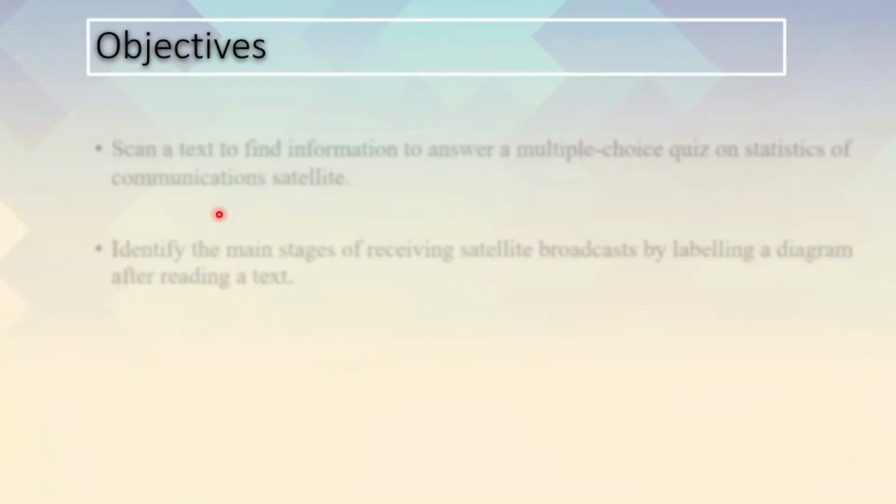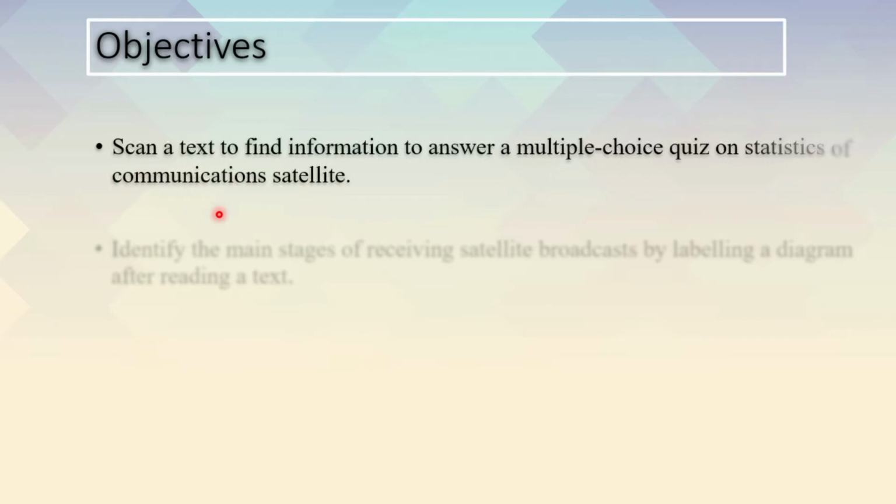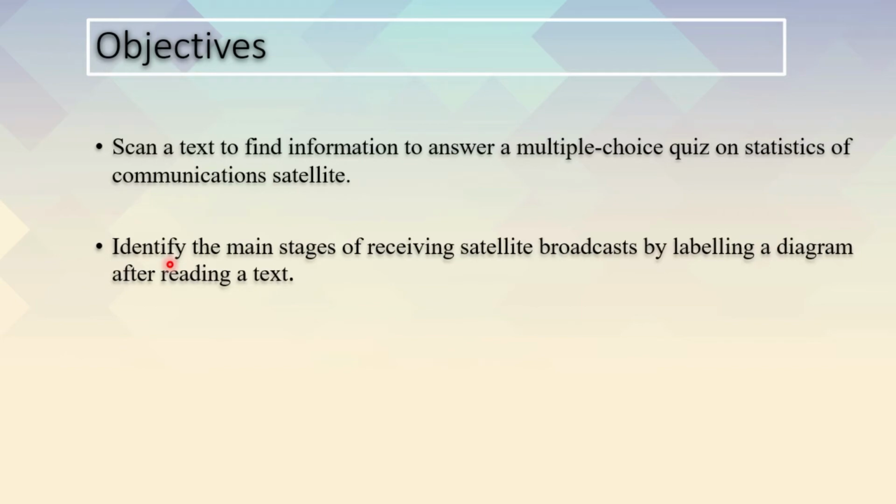We have two objectives. Number 1, scan a text to find information to answer a multiple choice quiz on statistics of communications satellite. Number 2, identify the main stages of receiving satellite broadcasts by labeling a diagram after reading a text.